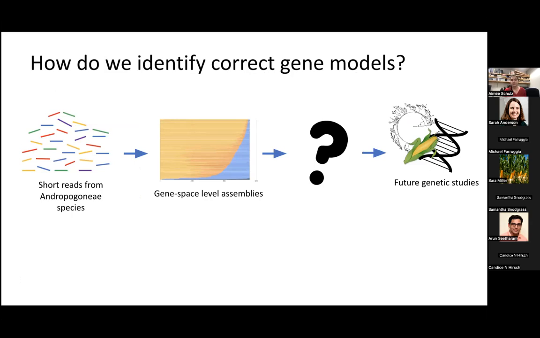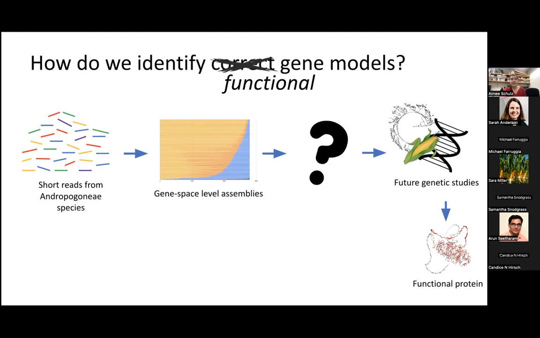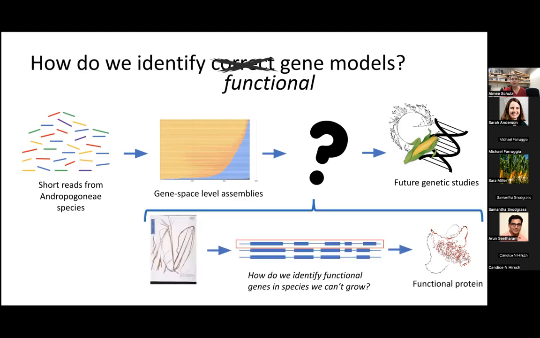We've gone from our short reads in the Androboganiae, and we've developed our gene space level assemblies. But what we really want to be able to do is pick the right gene models for our future genetic studies. In our lab, when we're thinking about what a right gene model is, the question becomes more along the lines of what's functional, what's producing a functional protein. When you think about the bioenergetic costs of a gene, making that mRNA is actually really cheap, but what's expensive is creating the protein. And so this problem becomes a little bit more challenging because we can't just go to the herbarium specimens and figure out what proteins are there.